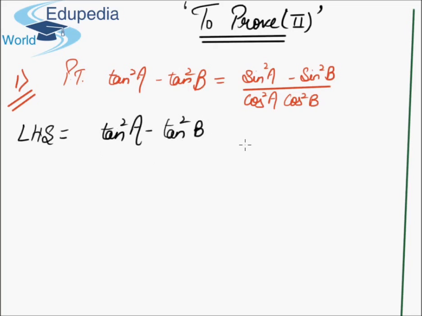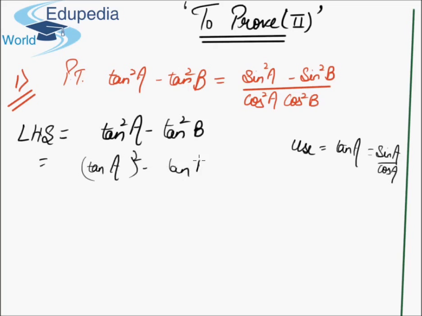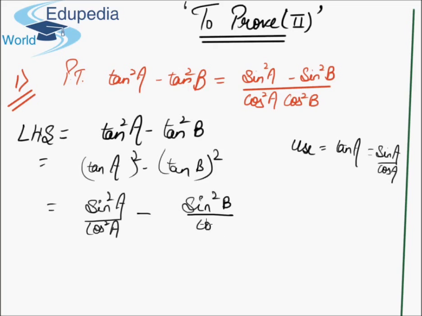Now since we need sine and cos terms or their squares, just convert tangent into sine over cos. That is, use tangent of A is sine A over cos A. So we will have here tangent A whole square minus tangent B whole square. So it is sine A over cos A whole square, which will be sine square A over cos square A. Similarly, this part will be sine square B over cos square B.